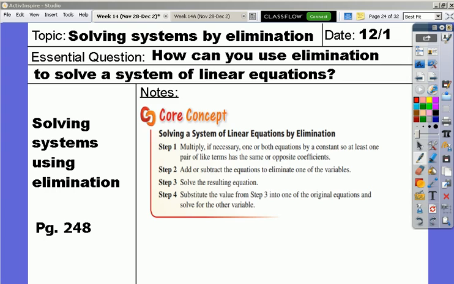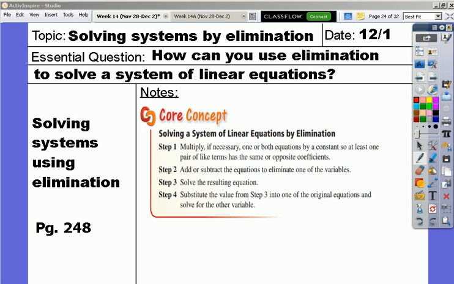All right, we're going to take a look at solving systems by elimination now. We looked at substitution last class. So our central question, how can you use elimination to solve a system of linear equations? You've seen this before, hopefully in middle school. As the name implies, you are eliminating one variable because we don't want to work with 2 unknowns. So like substitution, it's very systematic, it's very step-by-step.